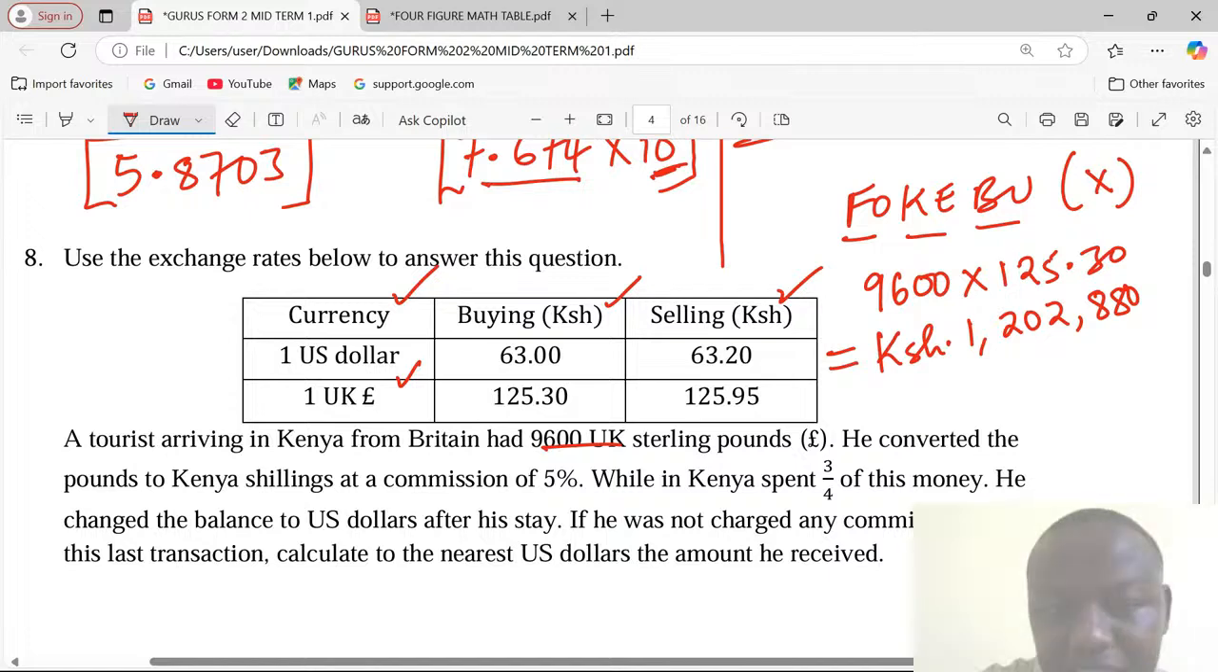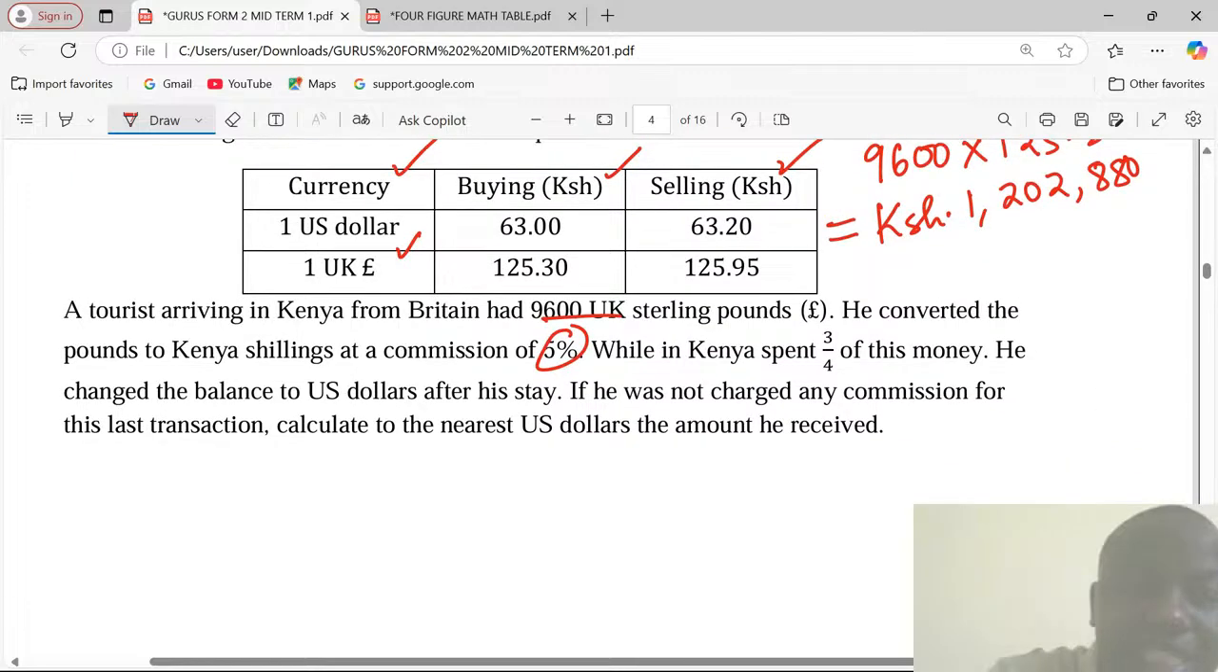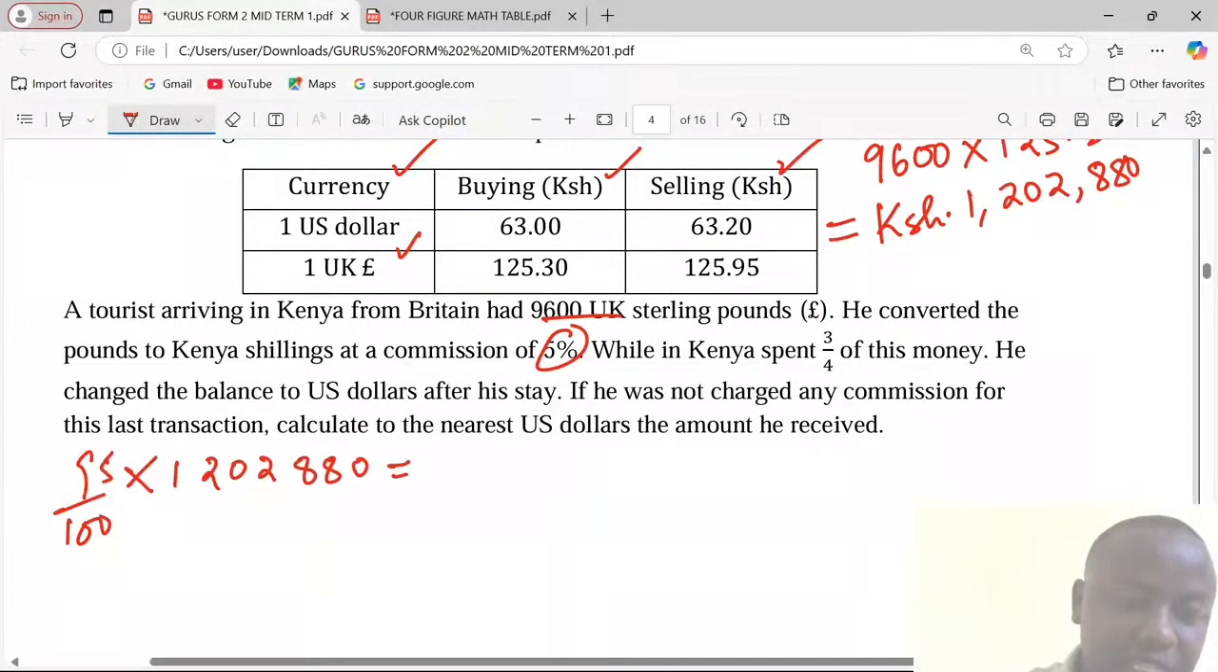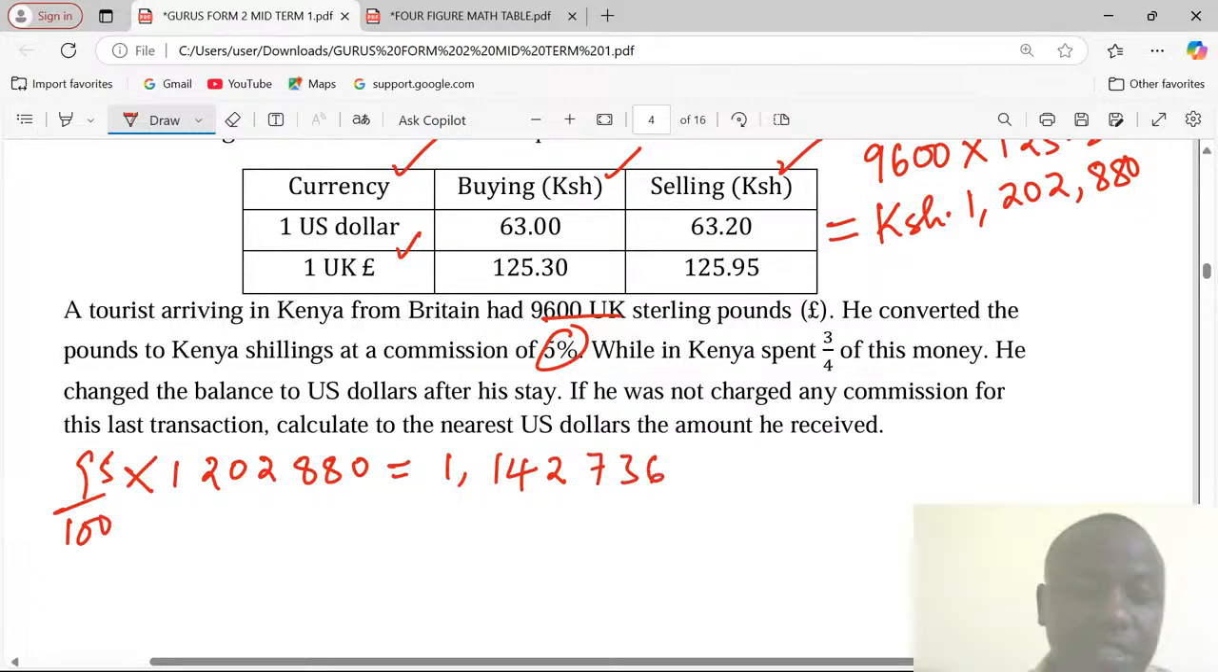Now, this is the amount which is due, but he is going to be charged a commission of 5%. So he will only receive 95% of this, because the guy doing the transaction at the bank had to give out a discount of 5%. Therefore, at the end of the day, the amount he is going to have is 95% of this amount, which is 1,142,736. That is the amount now this gentleman is going to have while entering Kenya.